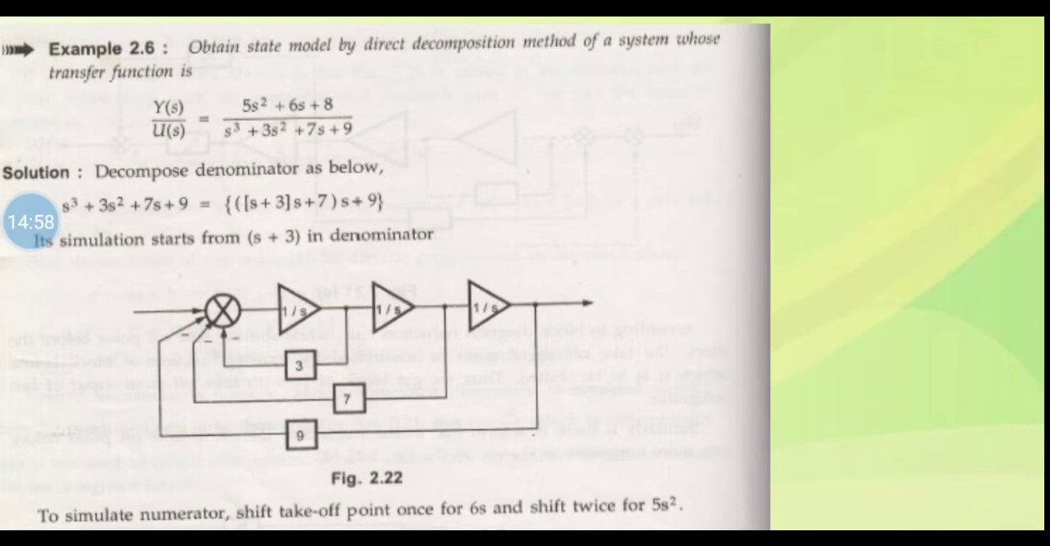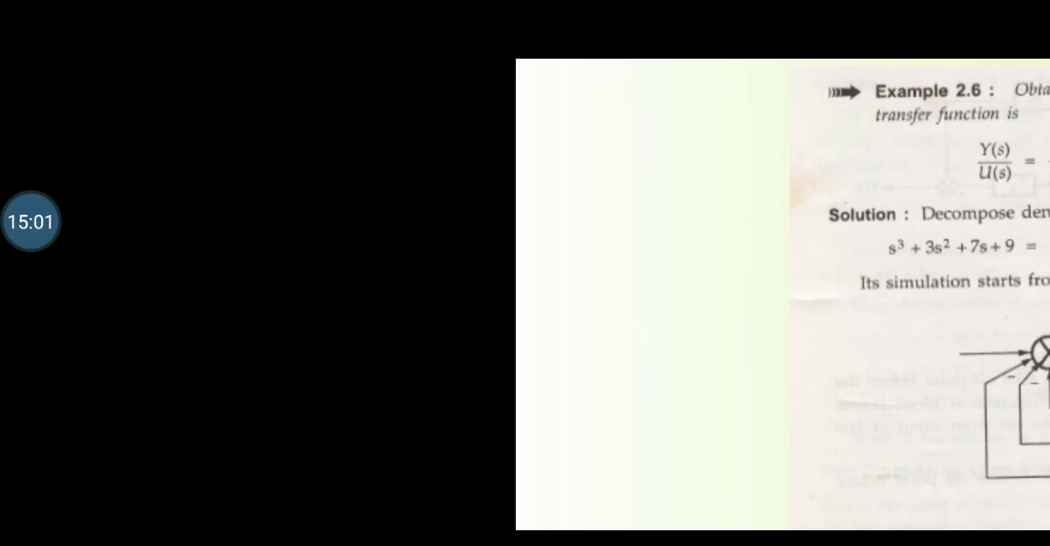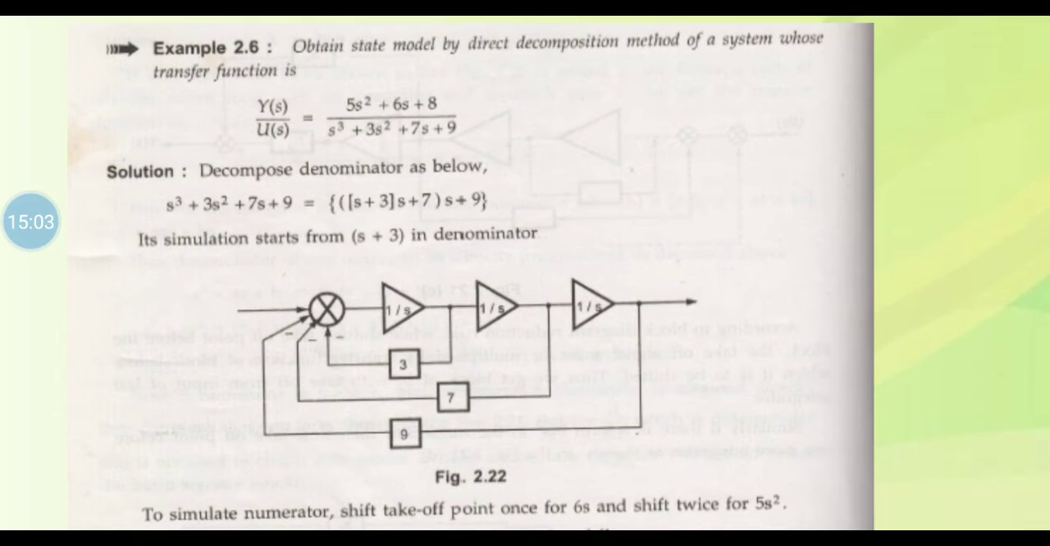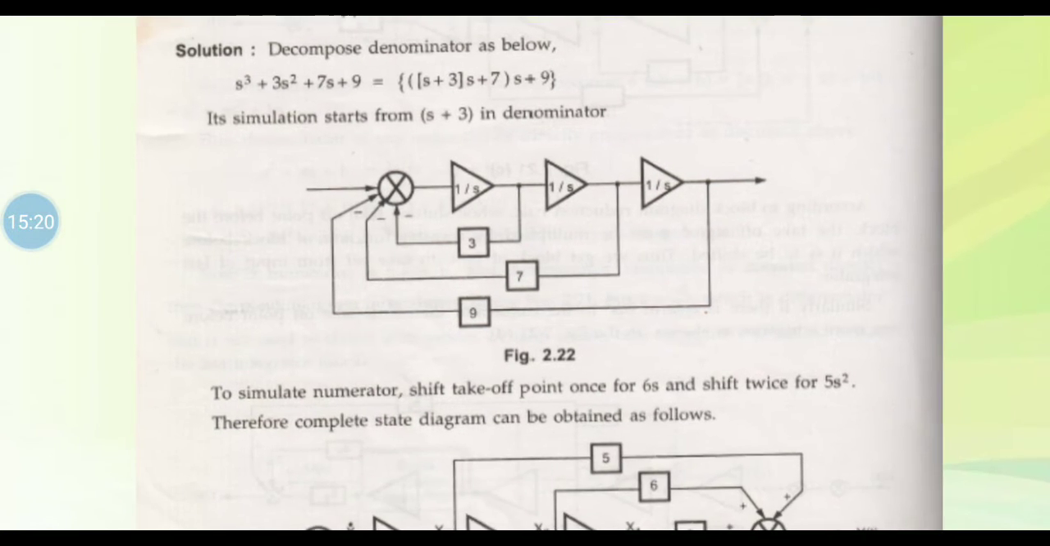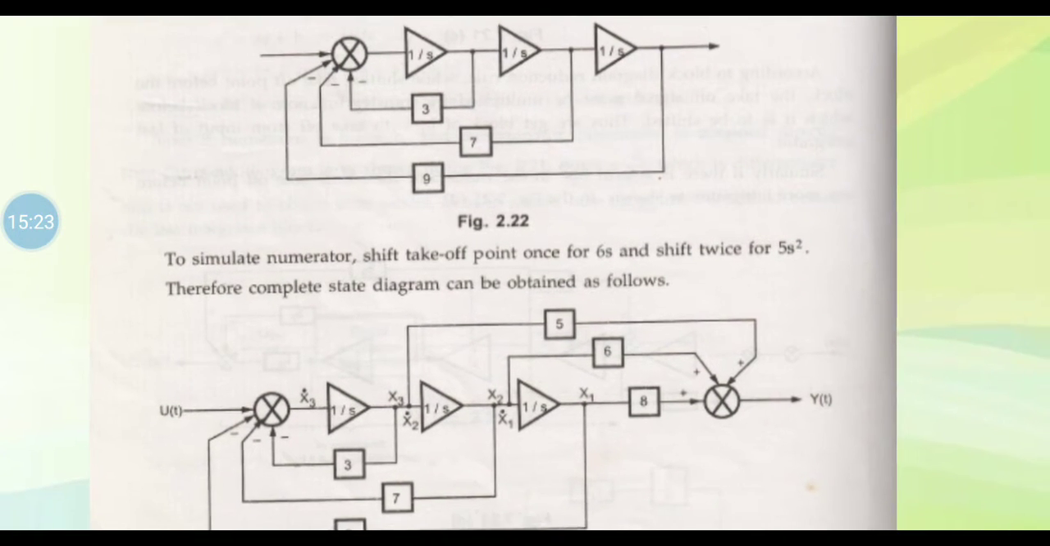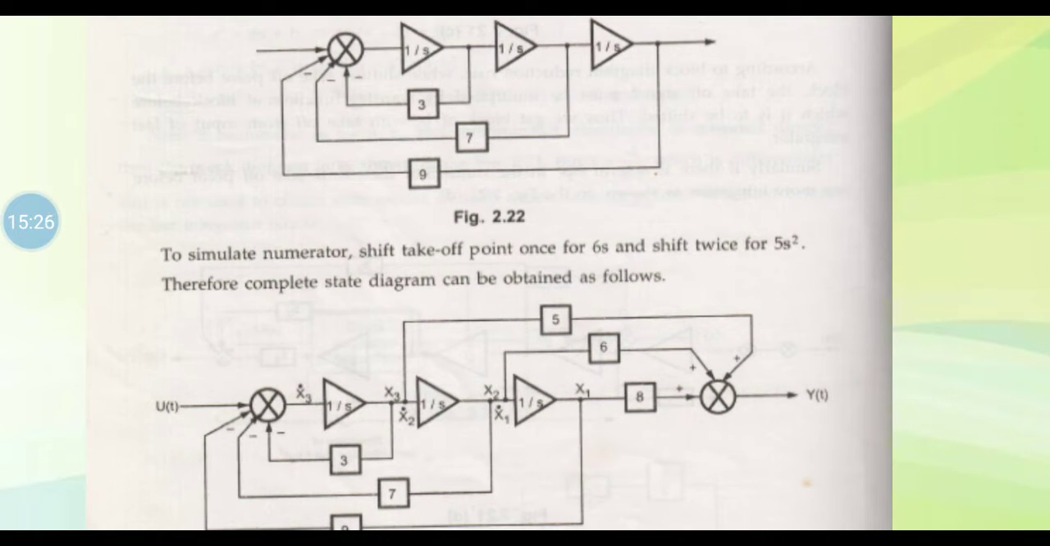So when that is given, we will get the second part of the equation, then plus 9. So this plus 9 will give this equation. Is it clear? First s plus 3 into s, plus 7 into s plus 9. Then similarly we have to go for the numerator. To simulate the numerator, shift the take off point once for 6s and shift twice for 5s square.